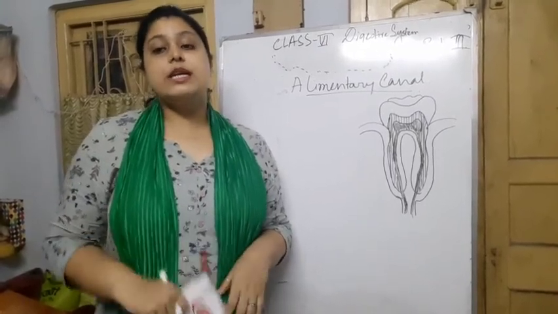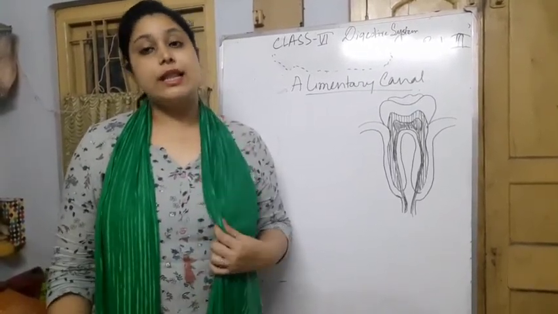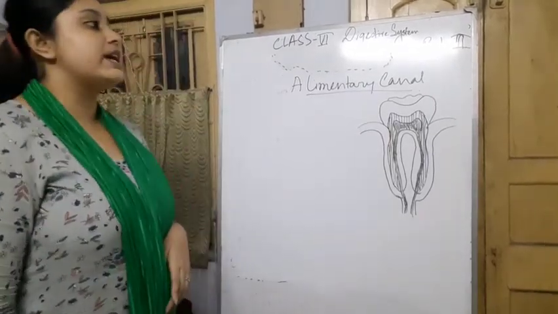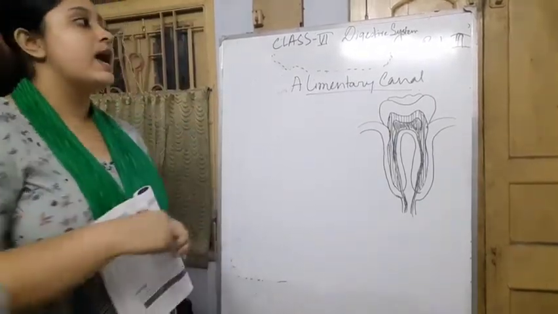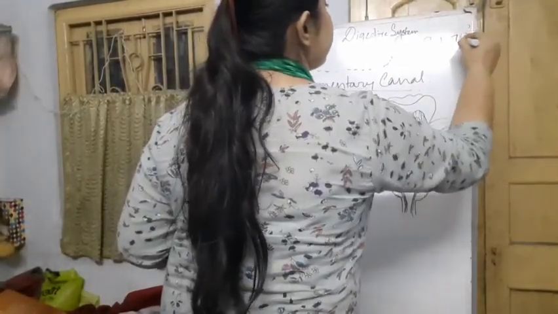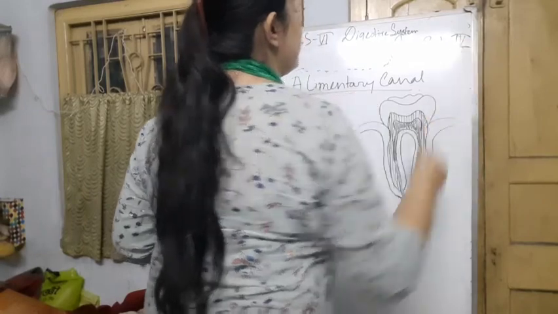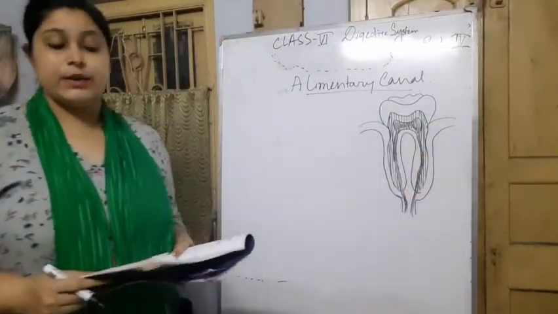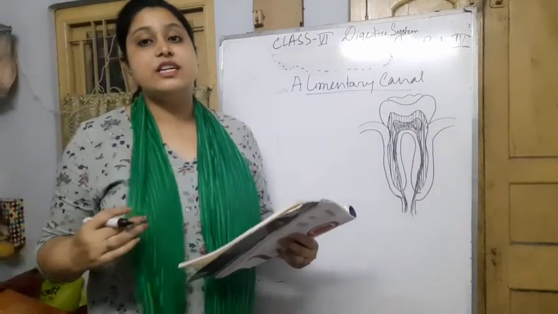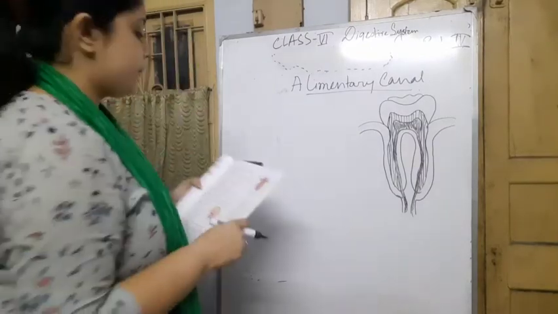This video is for class 6 Life Science. The chapter I will continue today is the digestive system of humans, and this video is part 4. In the previous video I started with the teeth. Today I will continue with it and teach you the structure of the teeth.